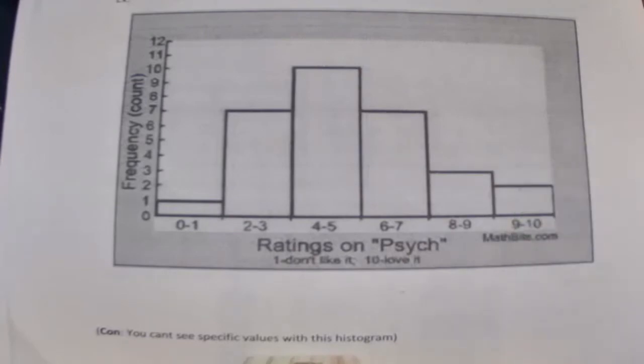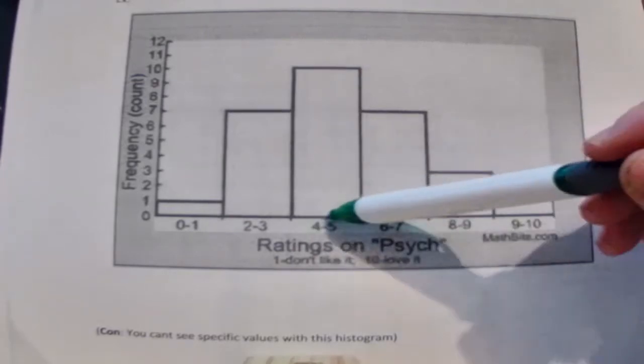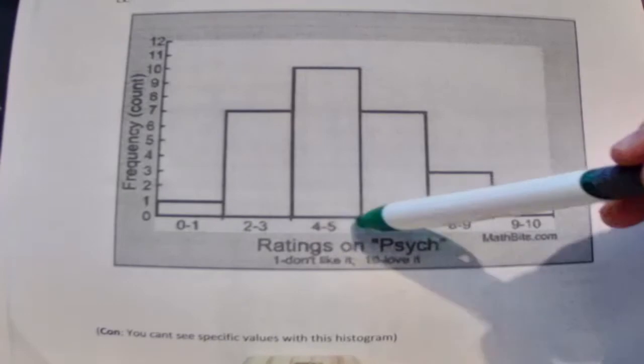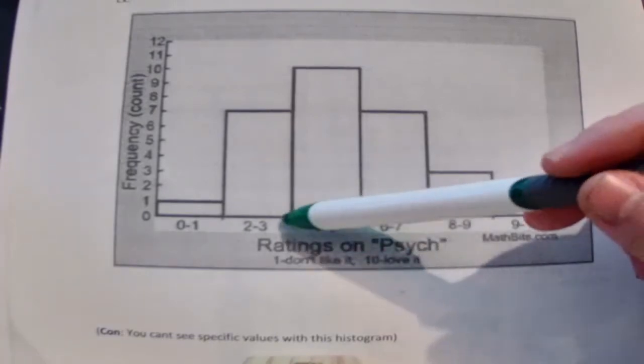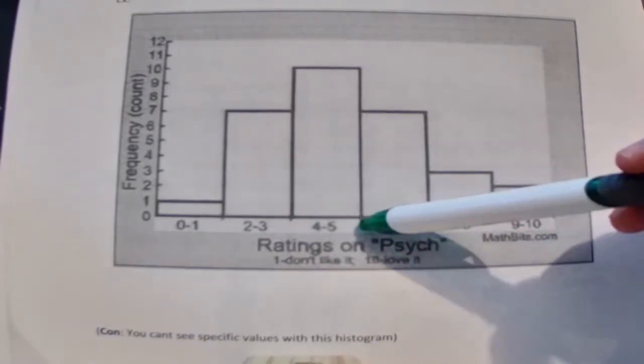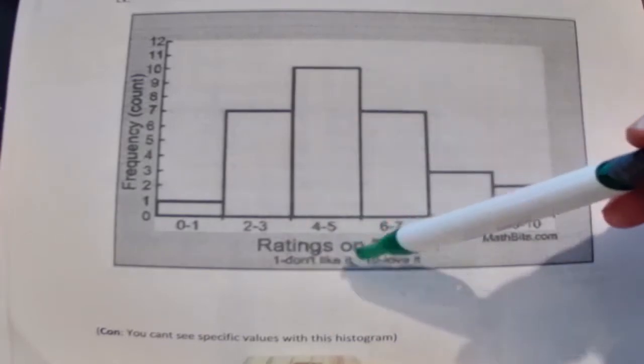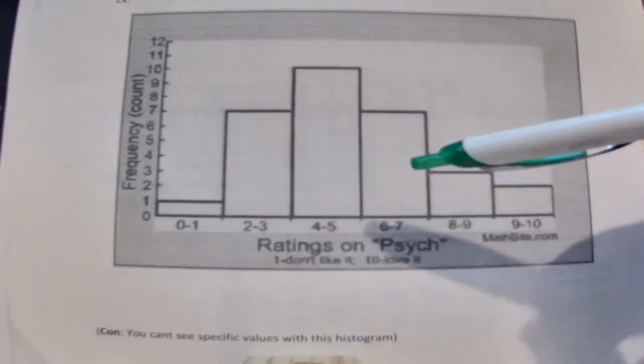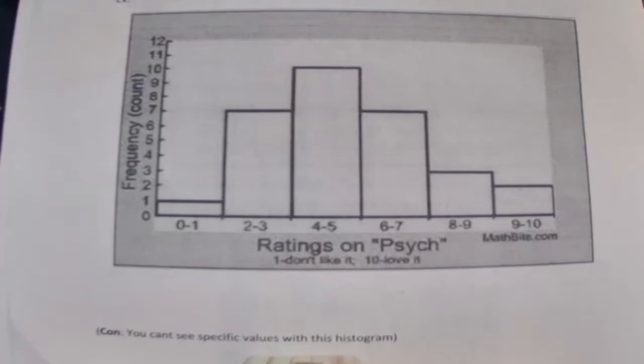So for example, in this picture, let's say we know that the ratings for Psych on this graph, the one that had the most votes was between 4 and 5. Well, we don't know exactly how many chose 4, how many chose 5. But we have a general idea that that's the most popular number that was voted for him.